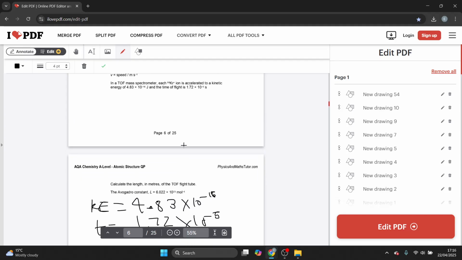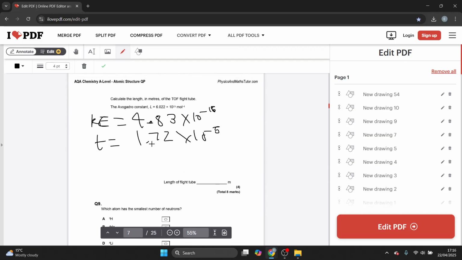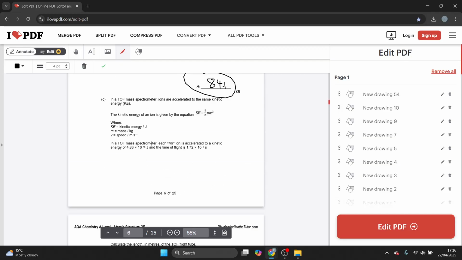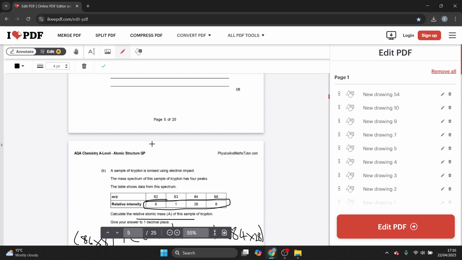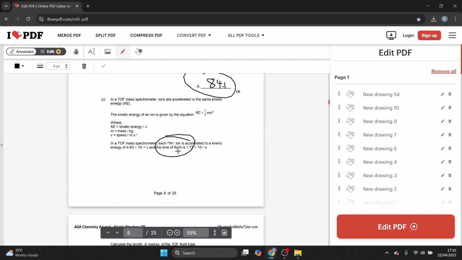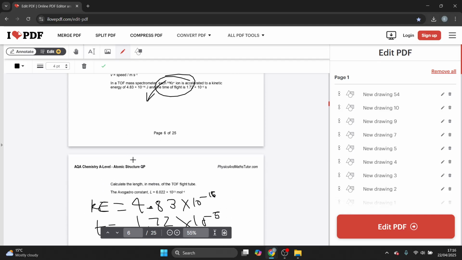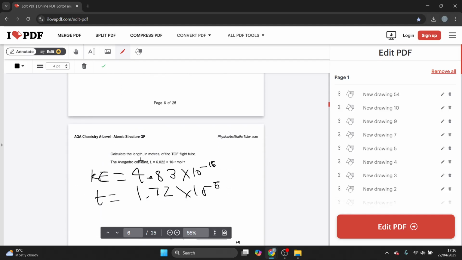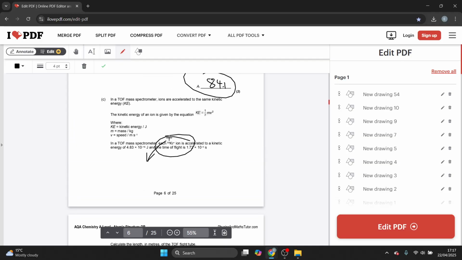And I know L is that. I want to calculate the length of the flight tube. It's only giving me that, has it? But no. It tells me it's an 84 krypton plus ion. So with that information, I can find out the mass of the ion. And then therefore, I can use KE equals a half mv squared. Rearrange that: m equals 2KE over velocity squared.